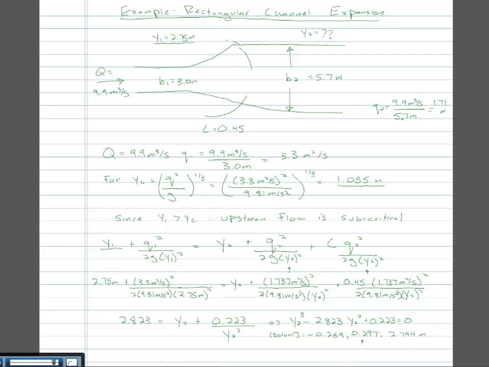We had subcritical conditions though, and so this is going to be the new downstream depth when we do account for the energy loss. And so the depth at 2 will be 2.794 meters, and this does account for the losses in the transition.